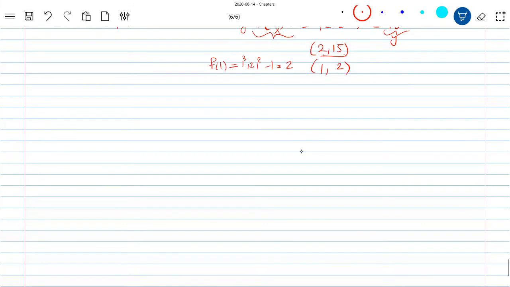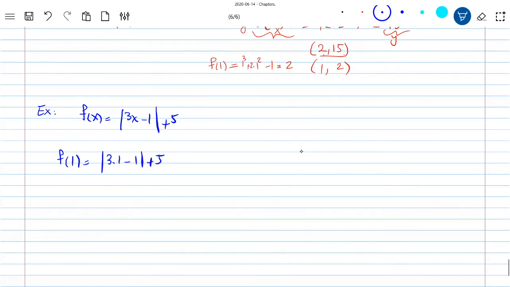We have the absolute value function. We discussed absolute value, but we haven't seen it as a function. It's no different. F of x equals, let's say, the absolute value of 3x minus 1, plus 5 or something like that. It has absolute value in it. So can I calculate f of 1? You can simply replace 1 in there: 3 times 1 minus 1, plus 5. This is just calculation. 3 times 1 minus 1 is 2, plus 5, 7.